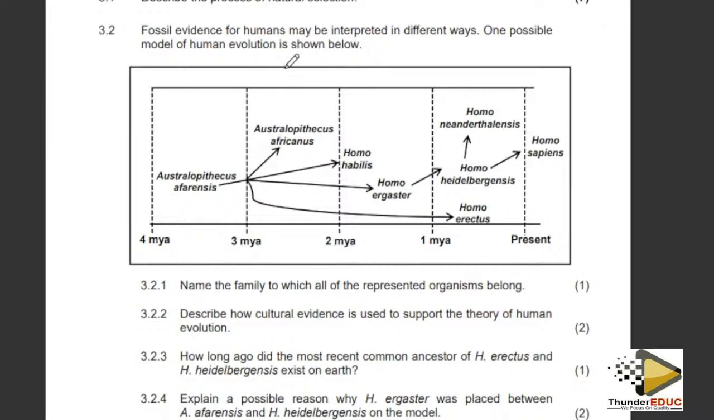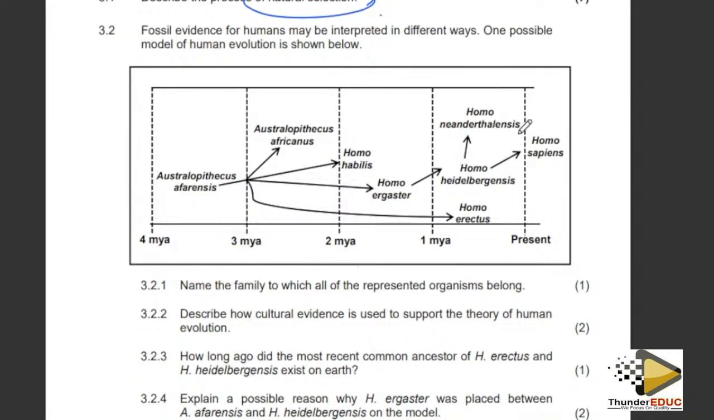Describe the process of natural selection. Now you see this one. You just explain. I explained it, and you don't use any example. Okay.